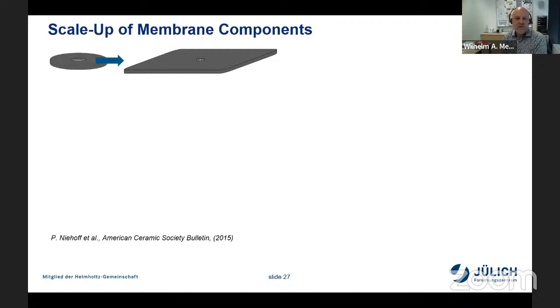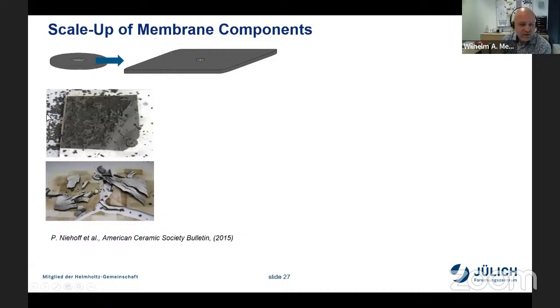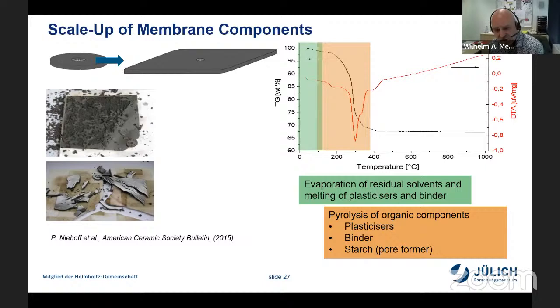And then you think, oh, it's easy. I defined all parameters, and I use the same parameters for everything. And that is what comes out then. You see the membrane is completely destroyed. The reason for this is that if we have a larger area, we have to wait. We have to be very careful in the low temperature area, because first we have to remove the solvents from our green body. In the second step, we also have to remove all the organic components. And that is done at 400 degrees C.